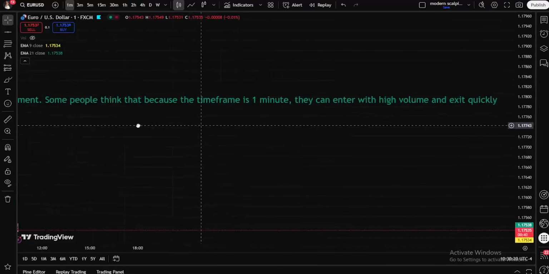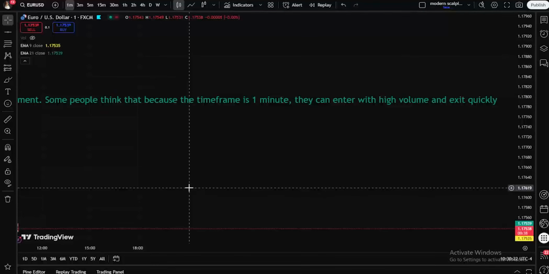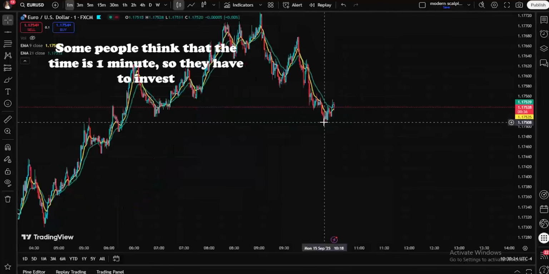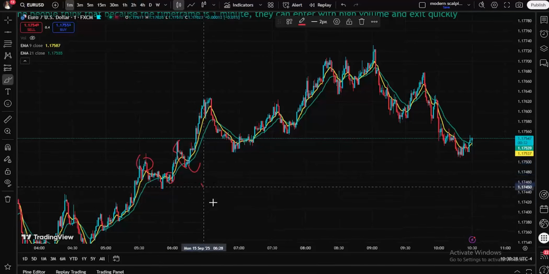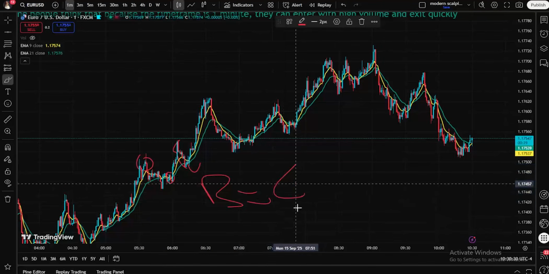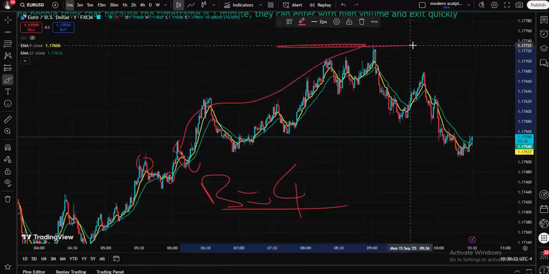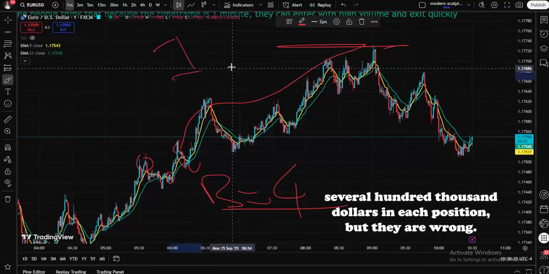Mistake 4. Not having money management. Some people think that because the time frame is 1 minute, they can enter with high volume and exit quickly. But this mentality causes them to lose a large percentage of their account in 1 or 2 wrong trades.